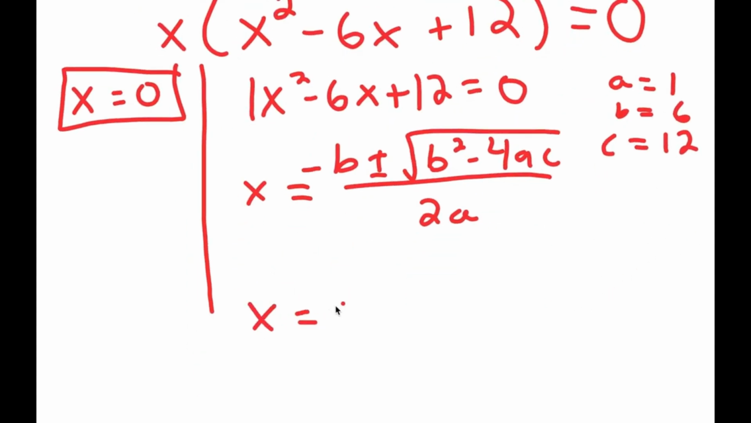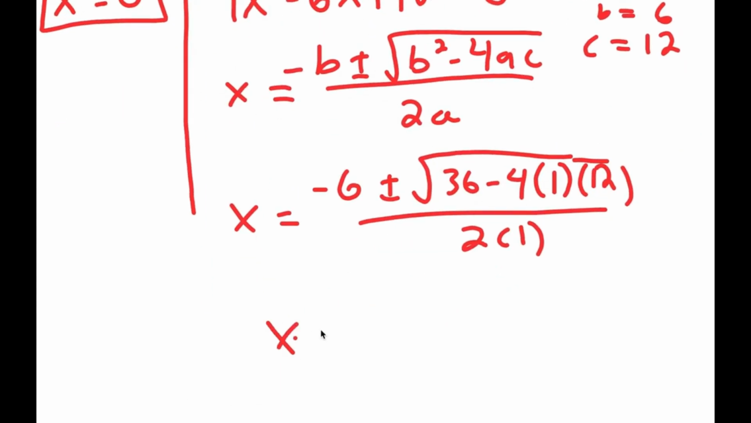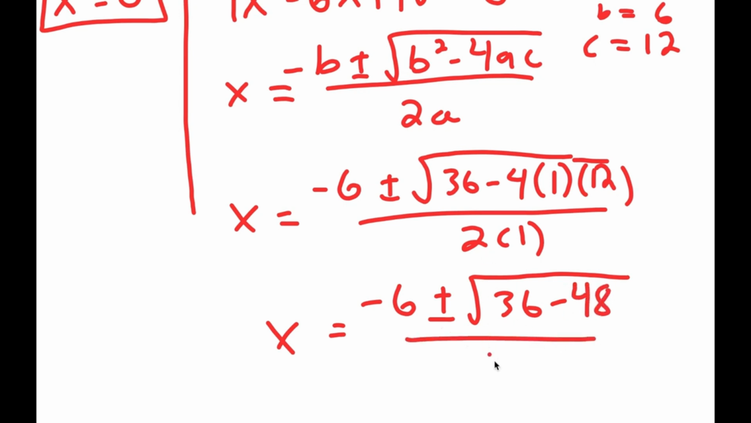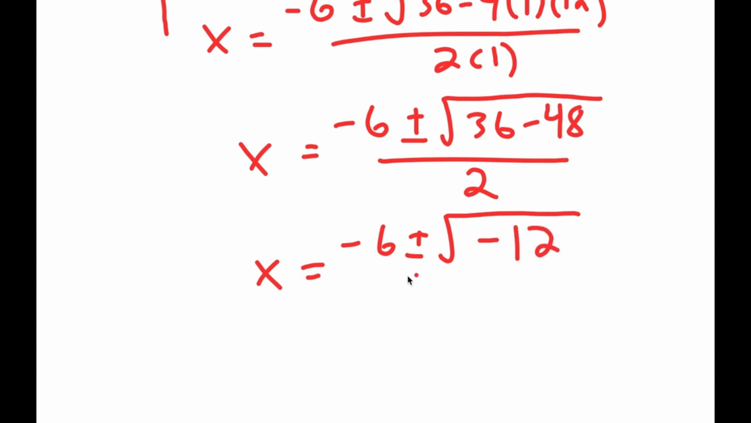So if I plug these values into my quadratic formula, I get (−(−6) ± the square root of (−6)^2 − 4 times a, which is 1, times c, which is 12) all over 2a, so 2 times 1. And this is equal to (6 ± the square root of 36 − 48) over 2 times 1, which is 2. And 36 minus 48 is negative 12.